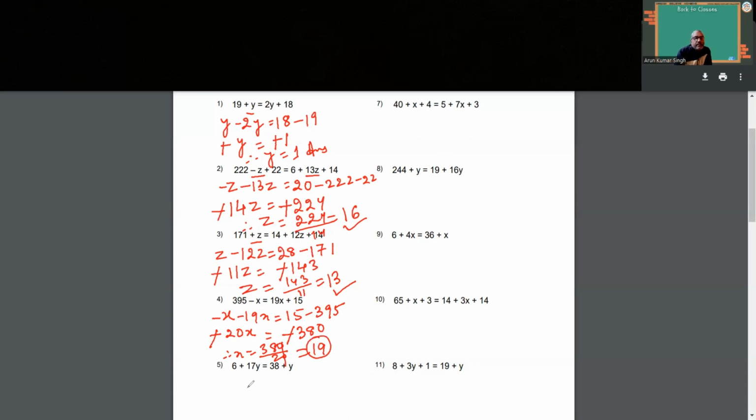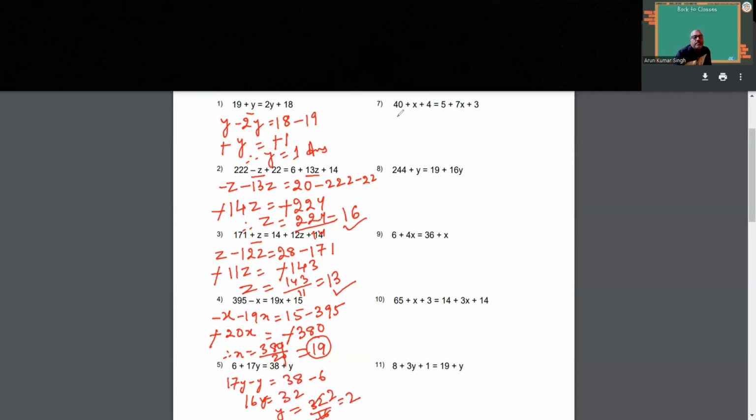Let's see another sum. Here 6 plus 17y equal to 38 plus y. So here 17y minus y equal to 38 minus 6. And that is how much? So 17 minus 1 is 16, 16y equal to 32. y will be equal to 32 by 16, and that is 2. So this is my answer. Let's see question number 7.